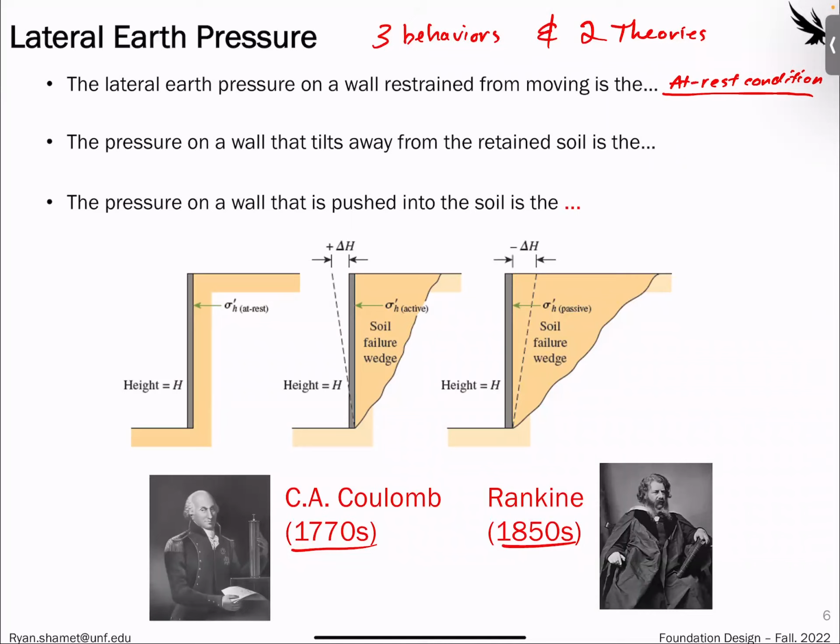Now there are 2 other behaviors. One of them is when the pressure on the wall tilts away from the restraining soil. This is the active condition. So always think about this word here, active. These words are from the standpoint of the soil. So if the wall is tilting away from the soil, then that means the soil is pushing on the wall. So the soil is active, it's moving towards it.